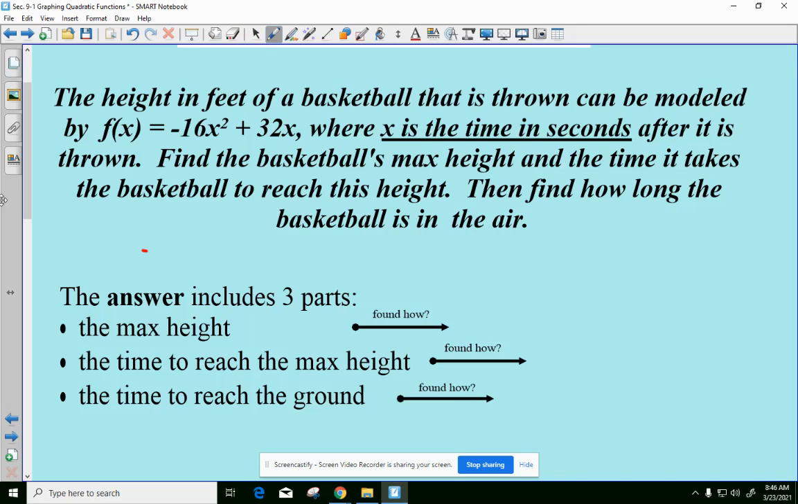Words, everybody loves them. So the height in feet of a basketball thrown could be modeled by that equation there, that function, -16x squared plus 32x. X is the time in seconds after the ball was thrown. I'm looking for the ball's max height, the time it took to get to the max height, and how long was the ball in the air altogether.